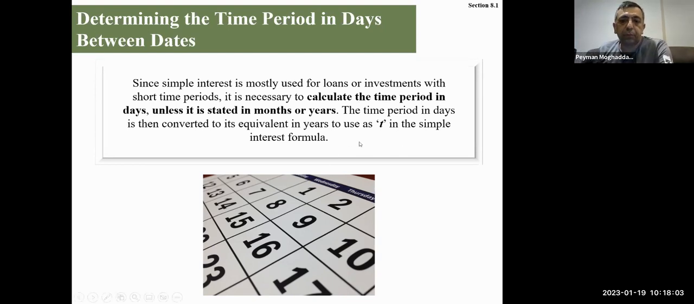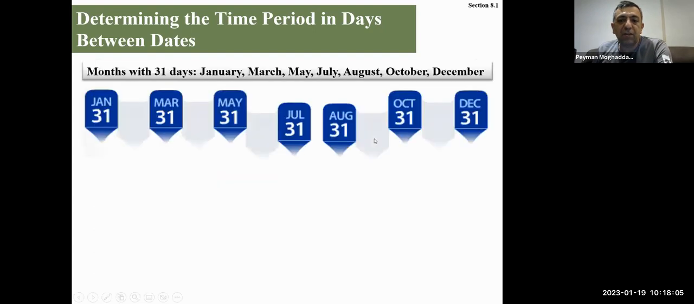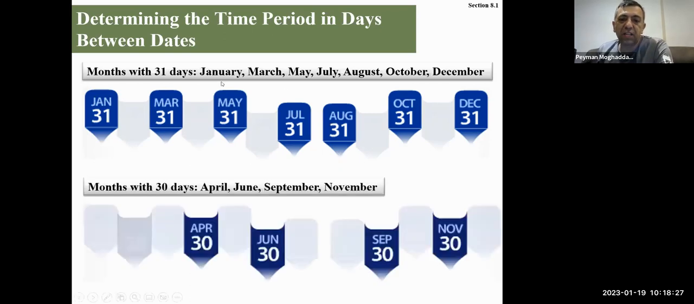The way you calculate it, you need to know which months have 31 days and which have 30 days, and then you go from there. For example, from March to August, you need to know which month has 31 days, calculate to the end of the month, then add each month together, and you end up with the number. The 31-day months are January, March, May, July, August, October, and December, and the 30-day months are April, June, September, and November.